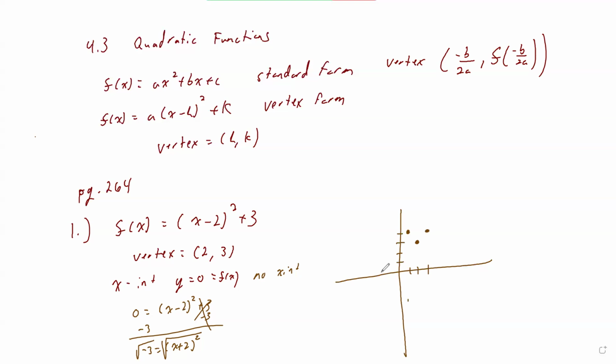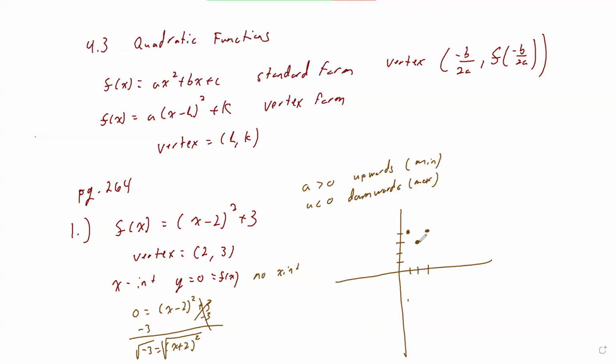So you need to notice how this function opens. If a is greater than 0, it's going to open upwards, which means it has a minimum. If a is less than 0, it'll open downwards, which means it has a max. So since this is positive, I know it's going to open this way.